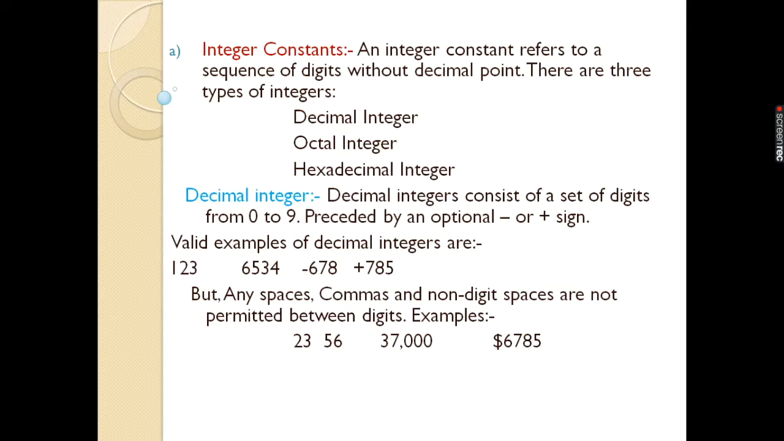Example: 2356, 37,000, $6,785. In these examples, the numbers contain spaces, commas and special symbols, so they are not permitted as decimal integers.